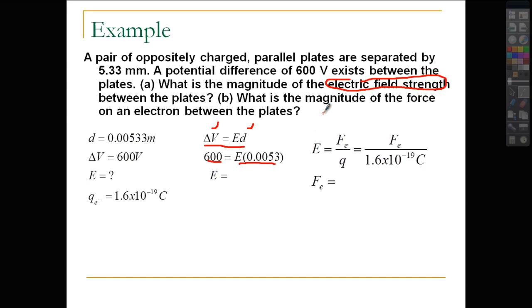So we also want to know the magnitude of the force of an electron between the plates. So we want to find the force on the electron. And once we know E, we can plug E into this. And there's our E. 207.55 newtons per coulomb. And plugging that E into this guy over here, we get a force on the electron of 1.81 times 10 to the minus 14 newtons. Pretty small force.